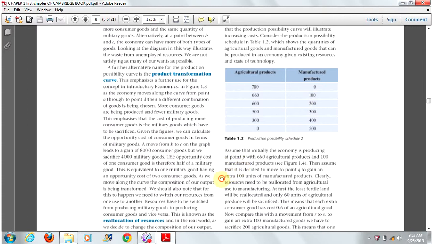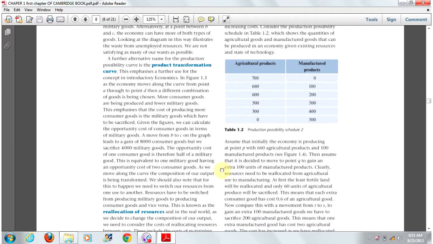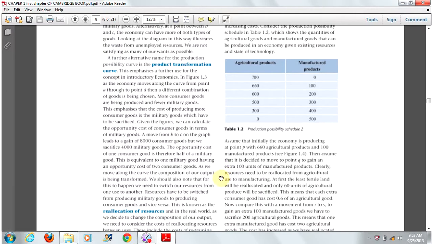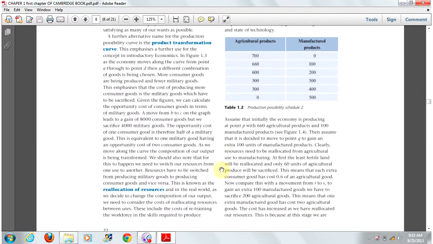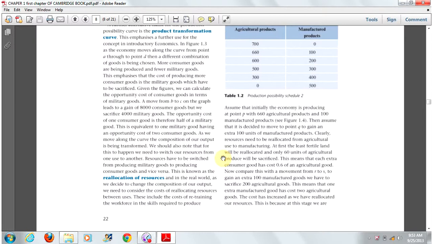Clearly, resources need to be reallocated from agricultural use to manufacturing. At first, the least fertile land will be reallocated and only 60 units of agriculture produced will be sacrificed. This means that the extra manufactured good has a cost of 0.6 of an agricultural good.